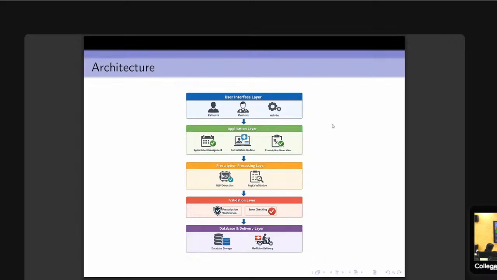This system architecture defines how different components interact with each other. It supports secure communication between patients, doctors, and the system, along with scalability and easy future enhancements.